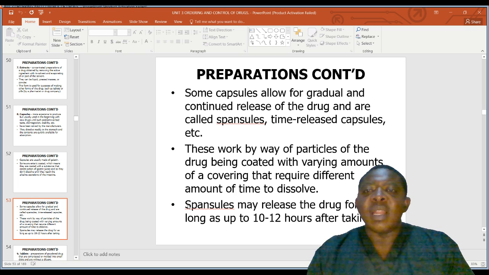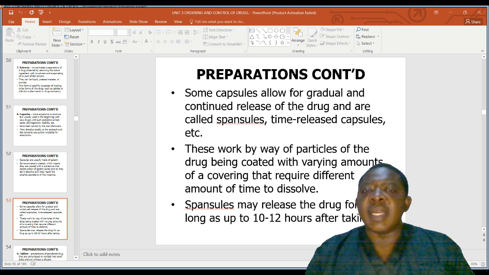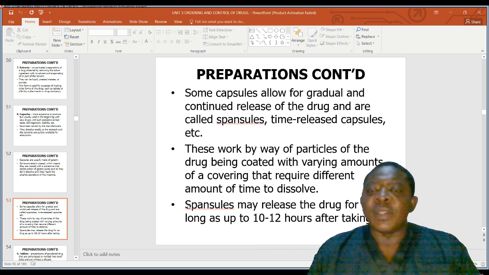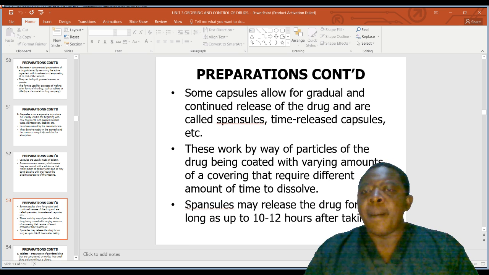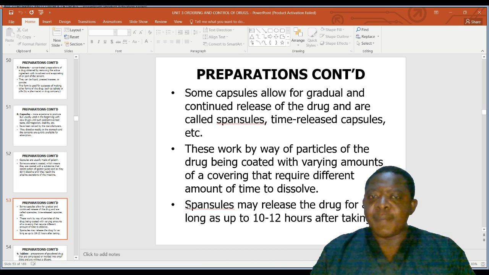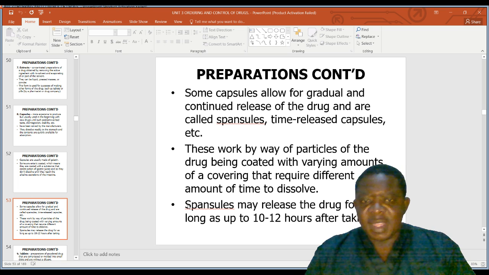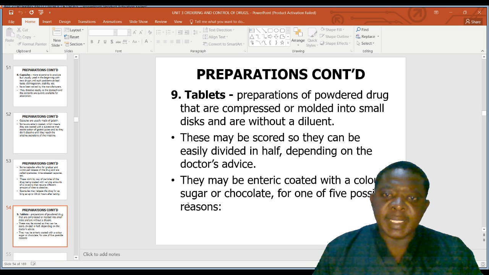Some capsules allow for gradual and continued release of the drug and are called spansules. Okay, so when you talk of spansules, they are time released capsules. These work by way of particles of the drug being coated with varying amounts of a covering that require different amounts of time to dissolve. So as they are dissolving, the spansules may release the drug for as long as 10 to 12 hours after being taken.